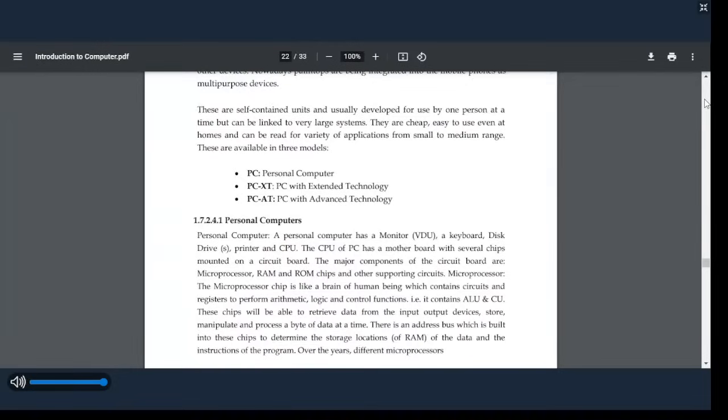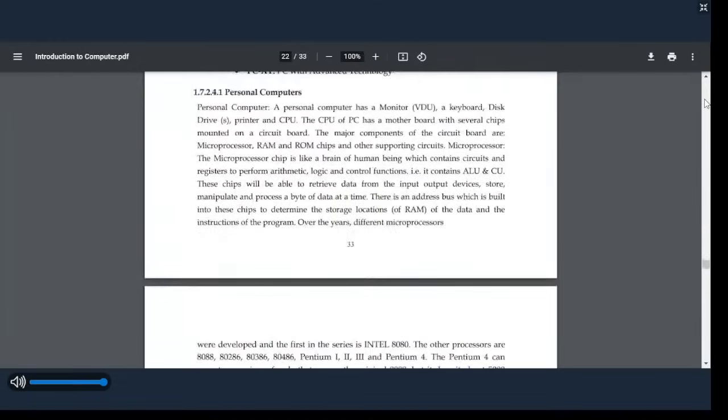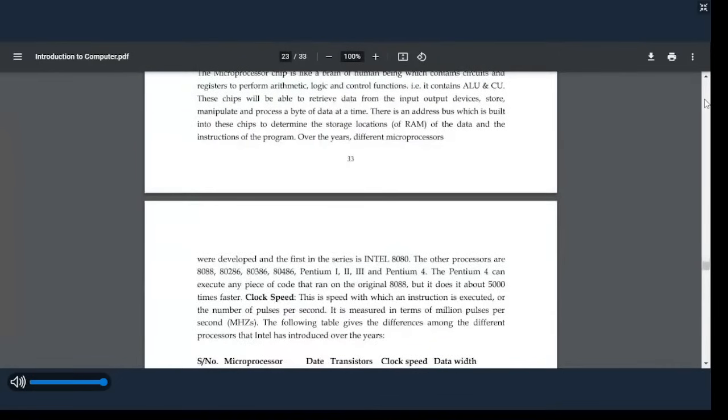Over the years, we have had different microprocessors developed, and the first in the series is the Intel 8080. So we are saying the oldest microprocessors that were built were very old. The ICs that were built initially, there was the Intel 8080. The other processors are 8018, then 8088. This is Intel 8088, Intel 8286, Intel 8386, and Intel 8486.